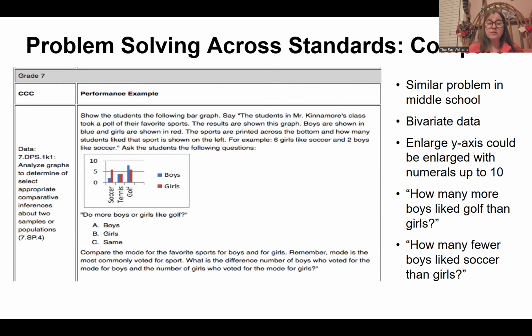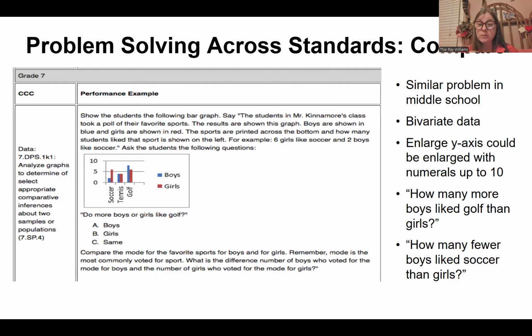All right. So now that you've come back, you could do this so that it's similar. This is a similar problem that they would be using in middle school, and they are using what's called bivariate data. So we're using two different types of data. One of the things you could do to support students with this problem is, if you notice on that y-axis, it goes 0, 5, and 10. I would think it would be very supportive of our students if you enlarged that graph and took those numbers up to 10. So you would do 0, 1, 2, 3, 4, 5, all the way up to 10. So that's one way that you could support the students.